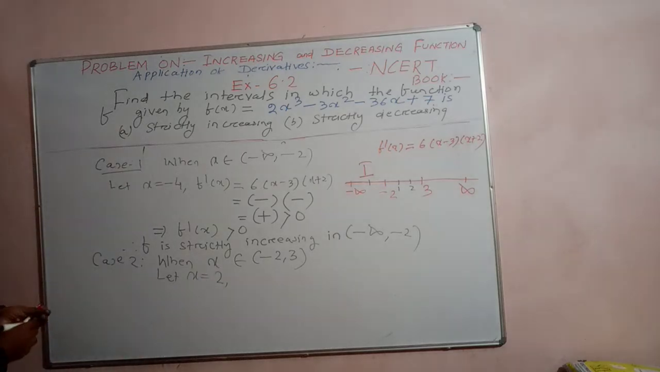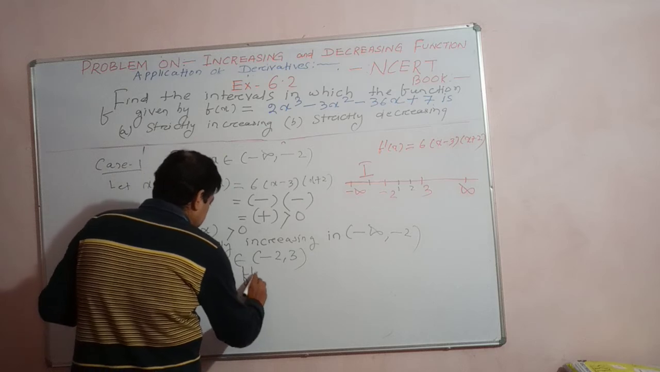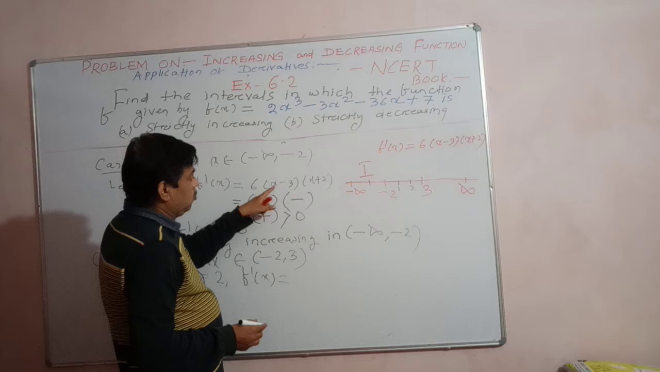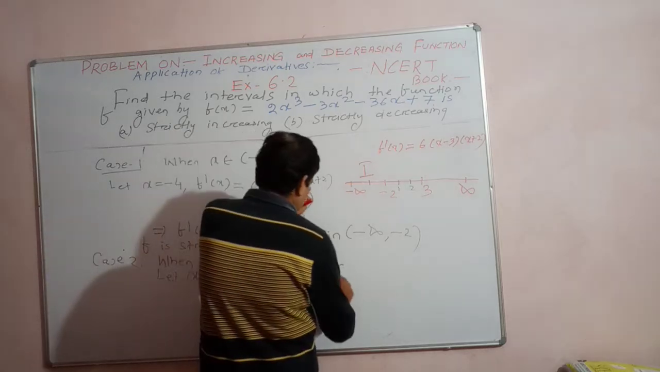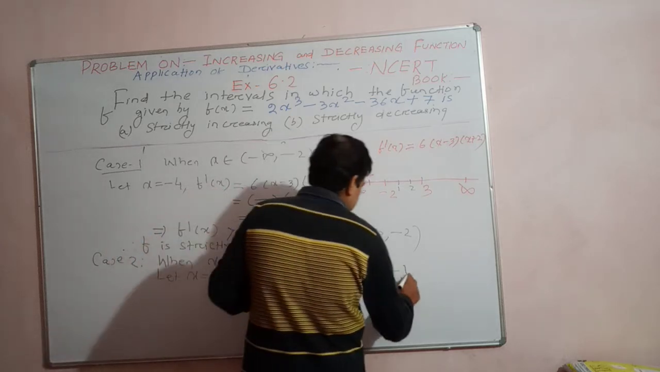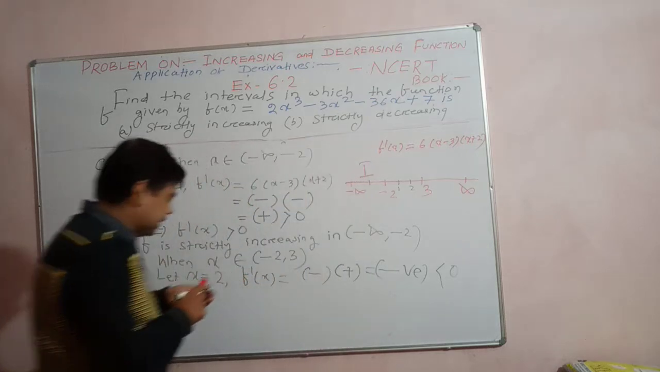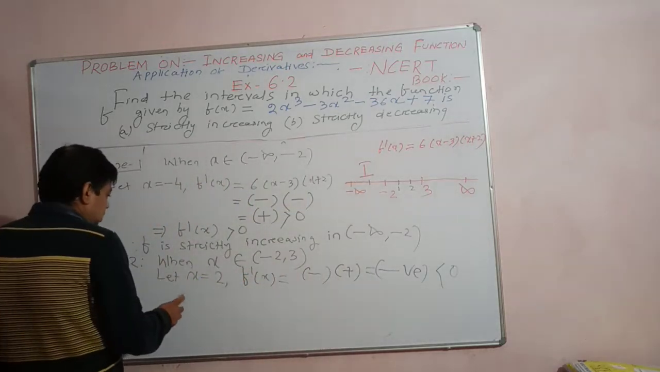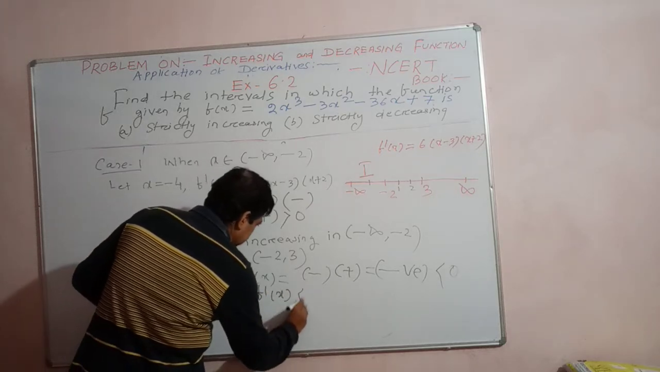Understand? In this interval, you see what is the value of f dash x. If you put x is equal to 2, then 2 minus 3 will be negative, and here 2 plus 2 will be positive, so the product will be negative. It means less than 0. So f dash x is less than 0. Understand? So that implies f dash x is less than 0.